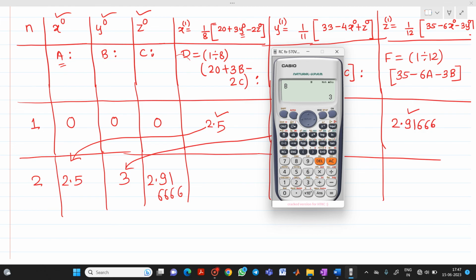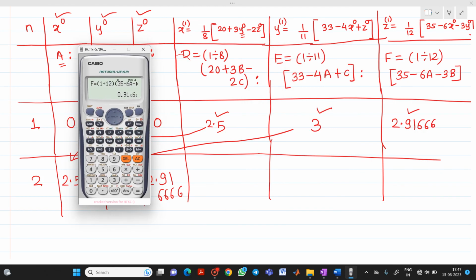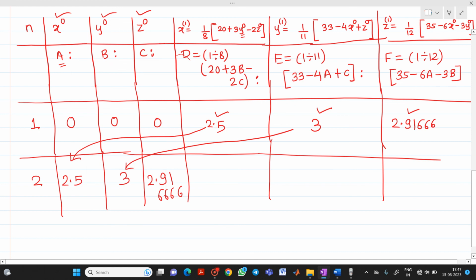You will get the answer of D as 2.8958335. The answer of E will be equal to 2.356060 and the answer of F will be equal to 0.9166. Okay, so let me write it here. Let me minimize this. So what will you get? I am writing this answer.